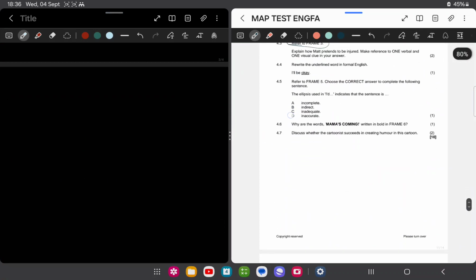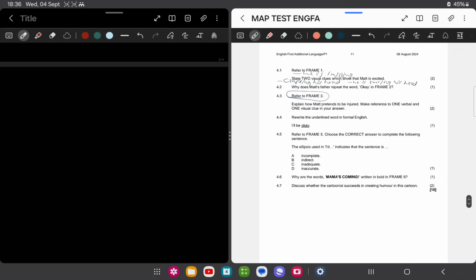So the next question is language structure and convention. Rewrite the underlined word in formal English. Is okay like this? Or you can say, no, this one is informal. I'm sorry. Yes. All right.